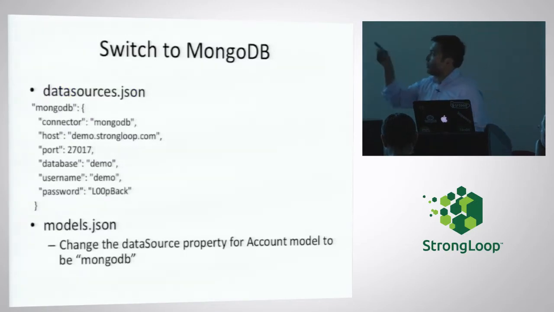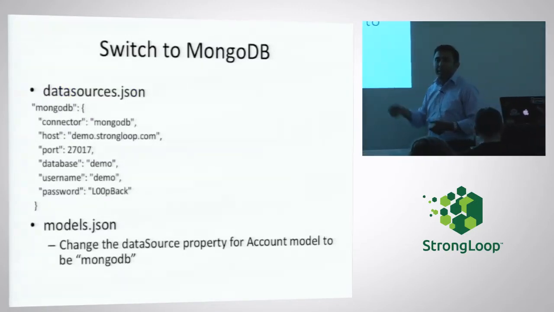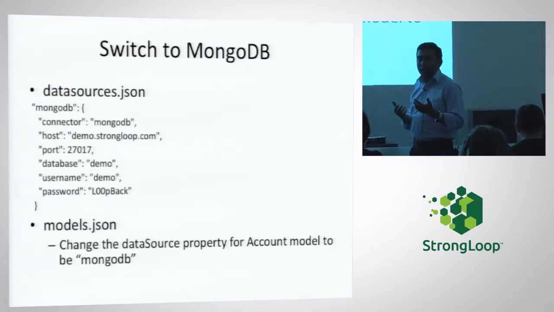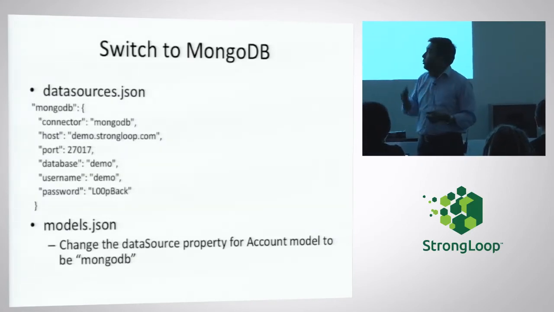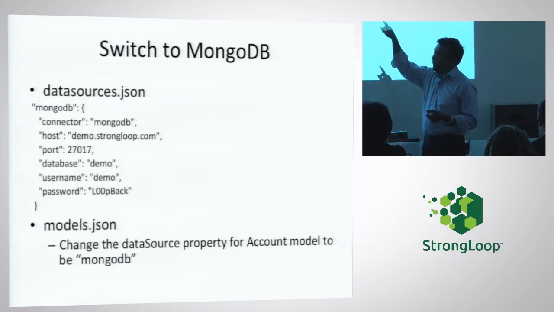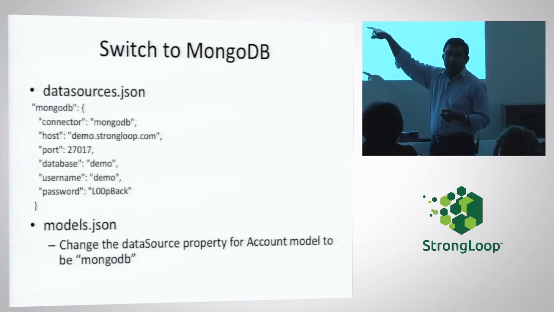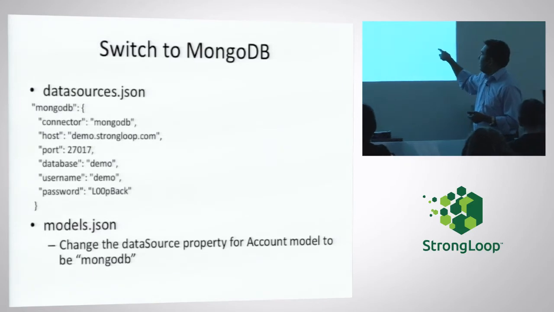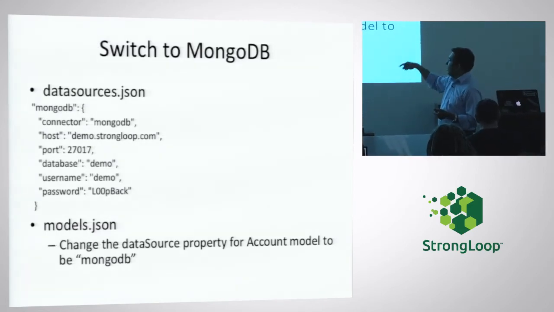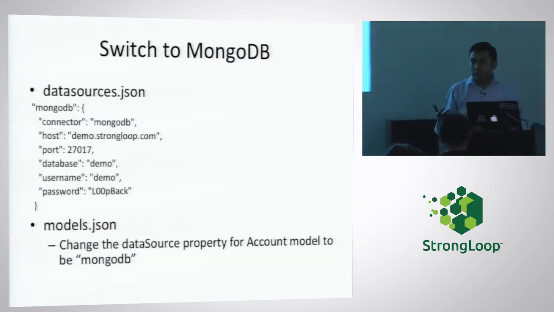Now, if I had to switch to another data source, right? I did my initial modeling against MySQL, but I want to synchronize those models in MongoDB. How do I do that? All that is needed is in that datasource.json file. I just have to add connector information to MongoDB, and the translation. What will happen is the data source property for the account model will now be MongoDB, and the translation will happen automatically under the hood. That's what the framework handles for you. Okay.